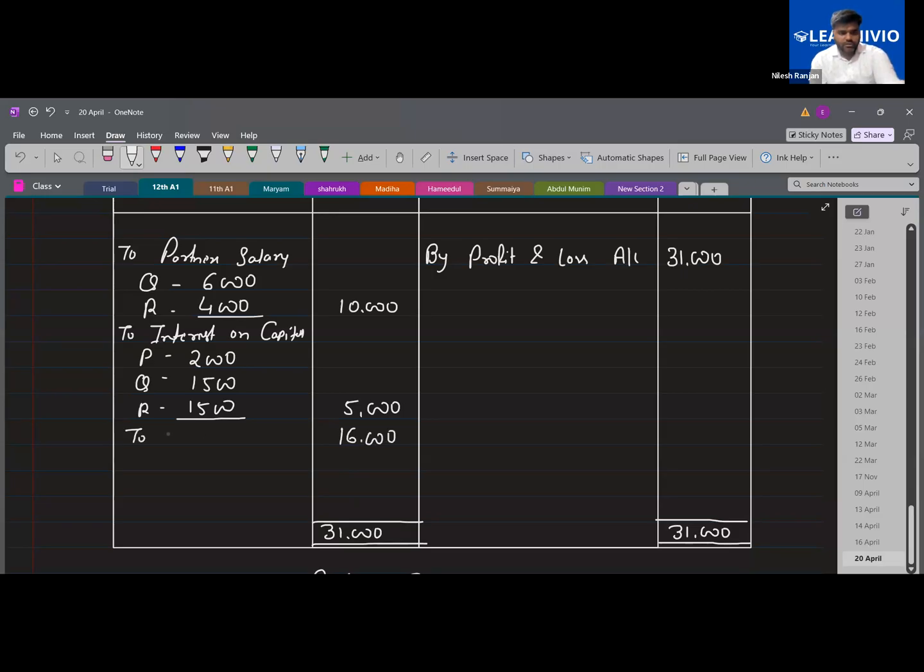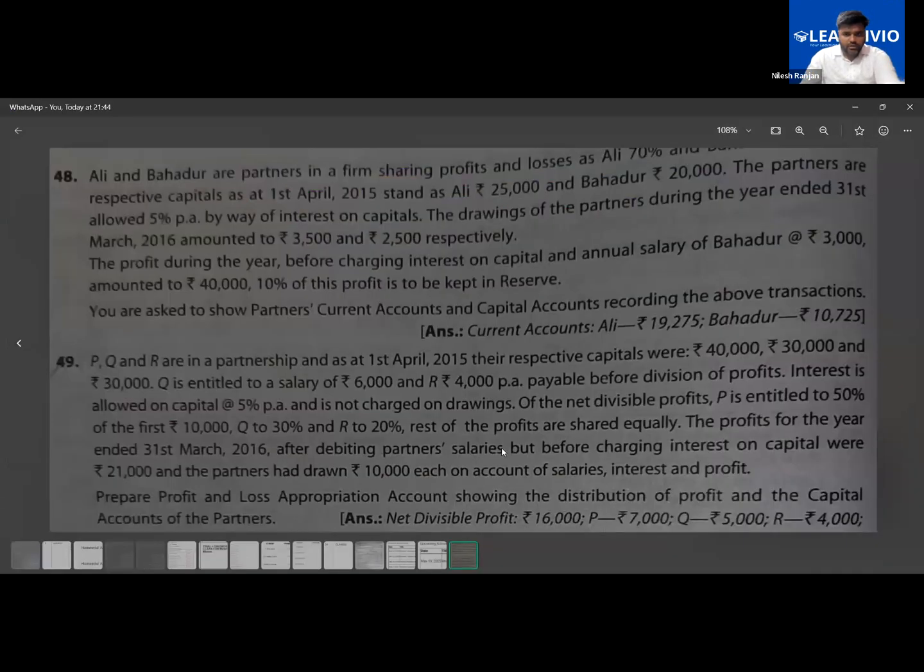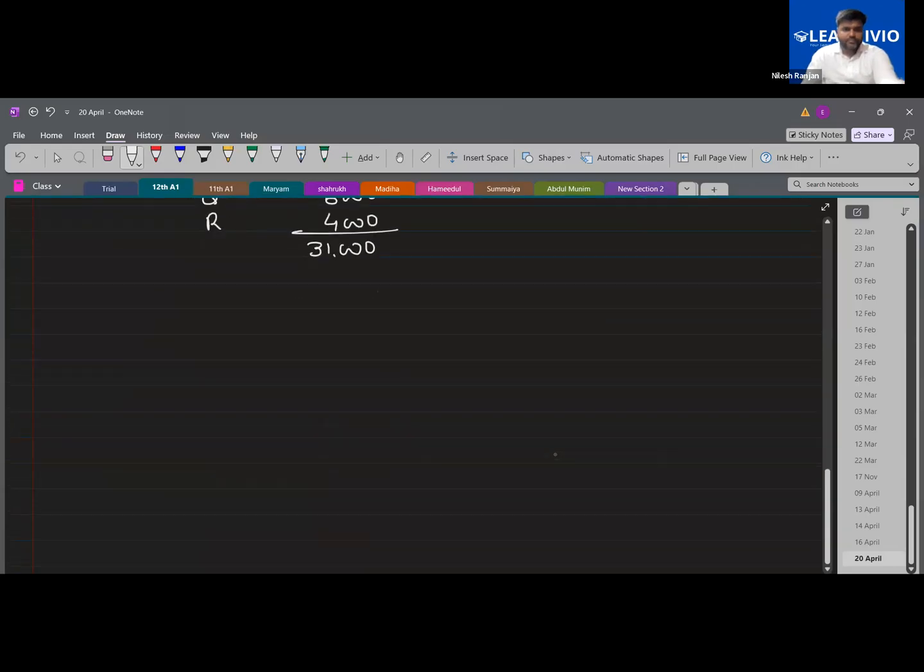This is your partners' capital account, meaning the profit after giving interest on capital and salary. It will be distributed to P, Q, and R. In which ratio? The first 10,000 is to be distributed in 50%, 30%, 20%. Working note number 2: we make 16,000 divided into two parts, one is 10,000 and one is 6,000.